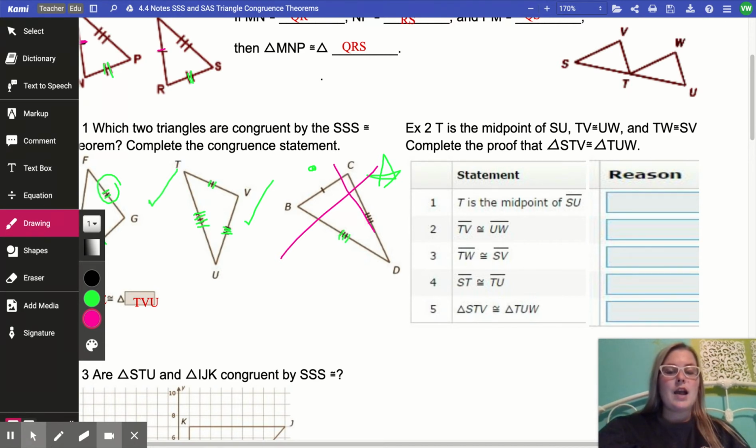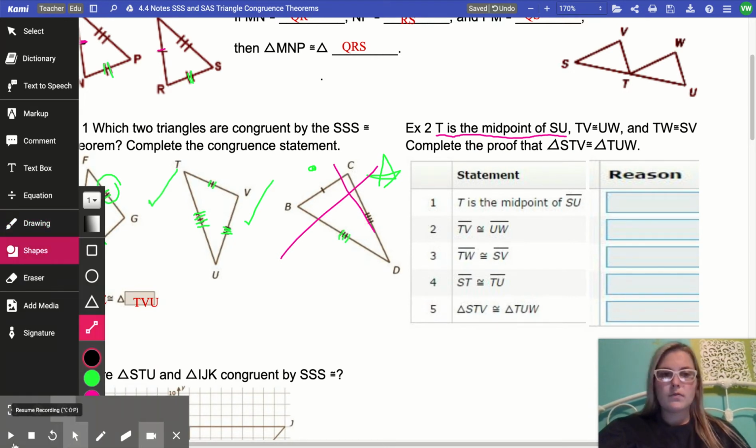So the first thing I'm going to do is go ahead and mark up my picture so I can see what's going on a little bit better. The first thing it tells me is that T is the midpoint of SU. Remember, we said the midpoint is a point that cuts the line segment in half.